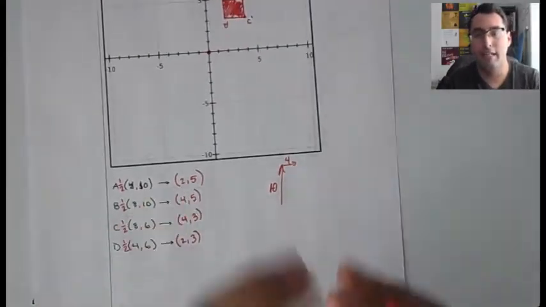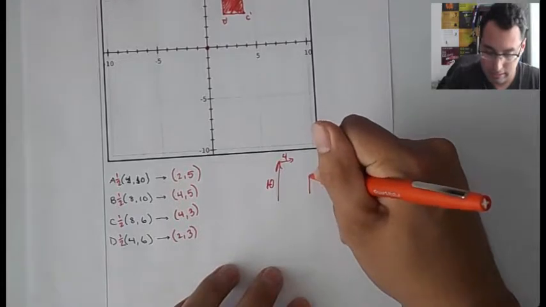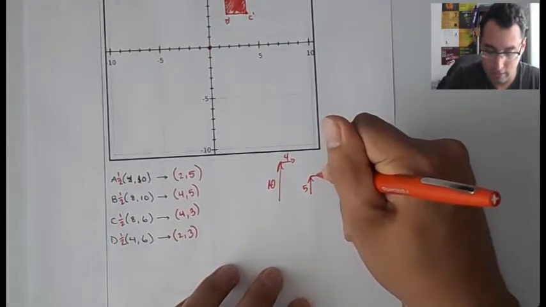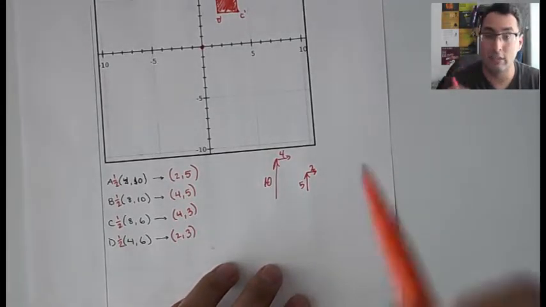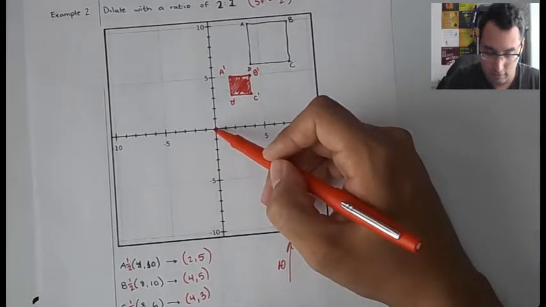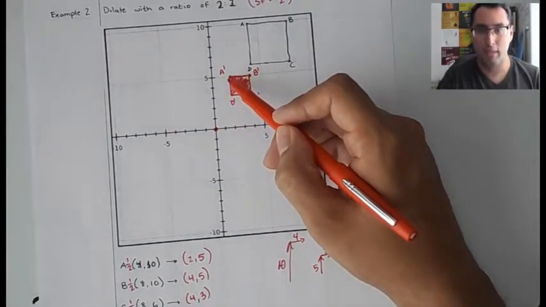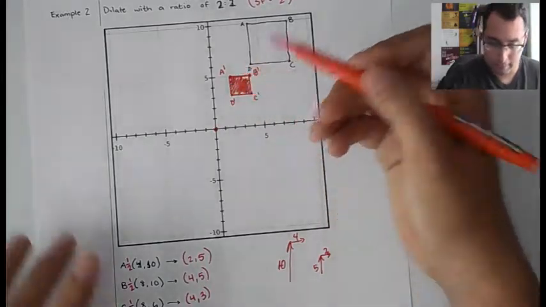If I divide that by 2, so it's no longer 10 up, right? It's now 5 up. And instead of 4 to the right, it's now 2 to the right. So from our center of dilation, from the origin, if I go 5 up and 2 to the right, so let's go 5 up, 2 to the right. Notice how that's A prime right there. Okay, right? That's how you can get to it. You don't have to multiply.